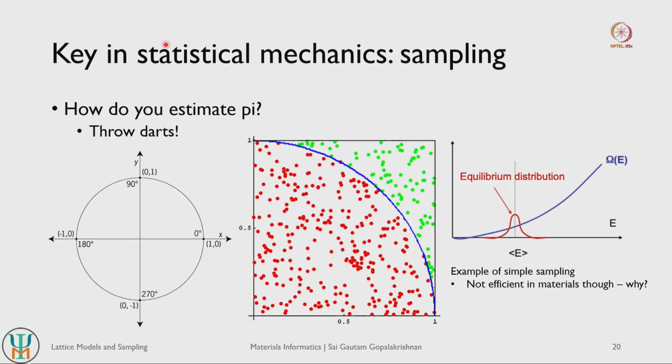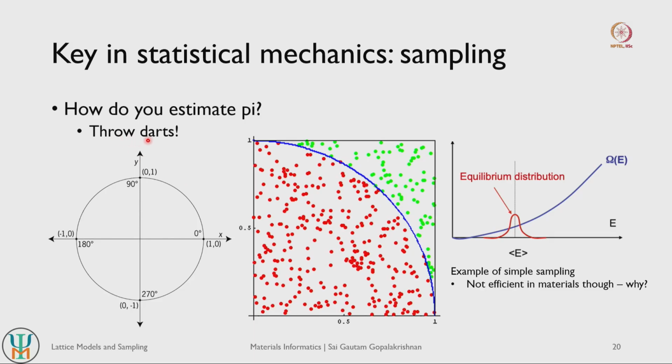Okay, so the key in statistical mechanics, right, is always how you sample your system. So if you think about microstates and macrostates, any macrostate property in statistical mechanics comes from a robust sampling of the associated microstates in your given system. So the simplest example is, let's say you don't know the value of pi, but you have a circle in front of you. How do you actually estimate this value of pi, right?